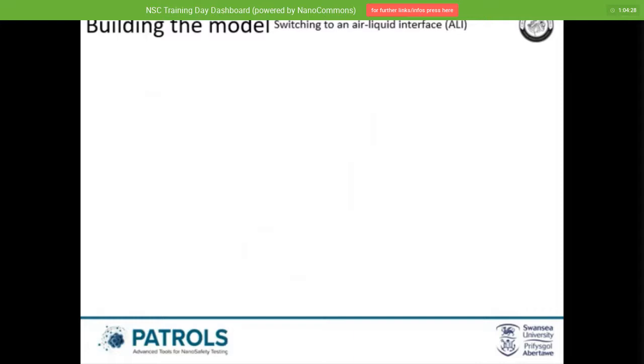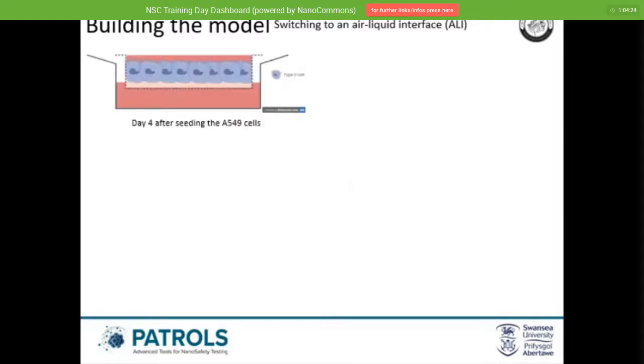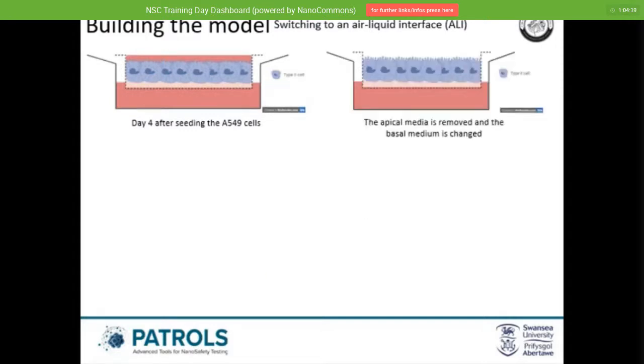So 4 days after we have seeded our A549s onto our transwell inserts, they are then ready to be switched to an air liquid interface. So we remove our apical media and we change our basal media, so the media on the bottom is fresh.